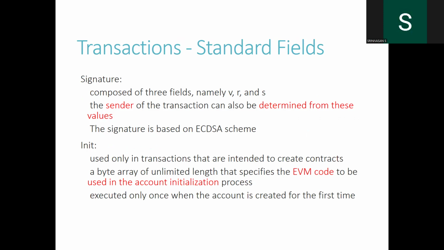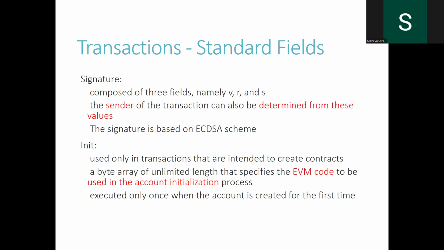The fifth component is the signature. It comprises three fields, namely V, R, and S. They are the center of the transaction, and the sender can be determined by those values. The signature is used in the transactions and it is based on the ECDSA scheme. Sixth field is init.